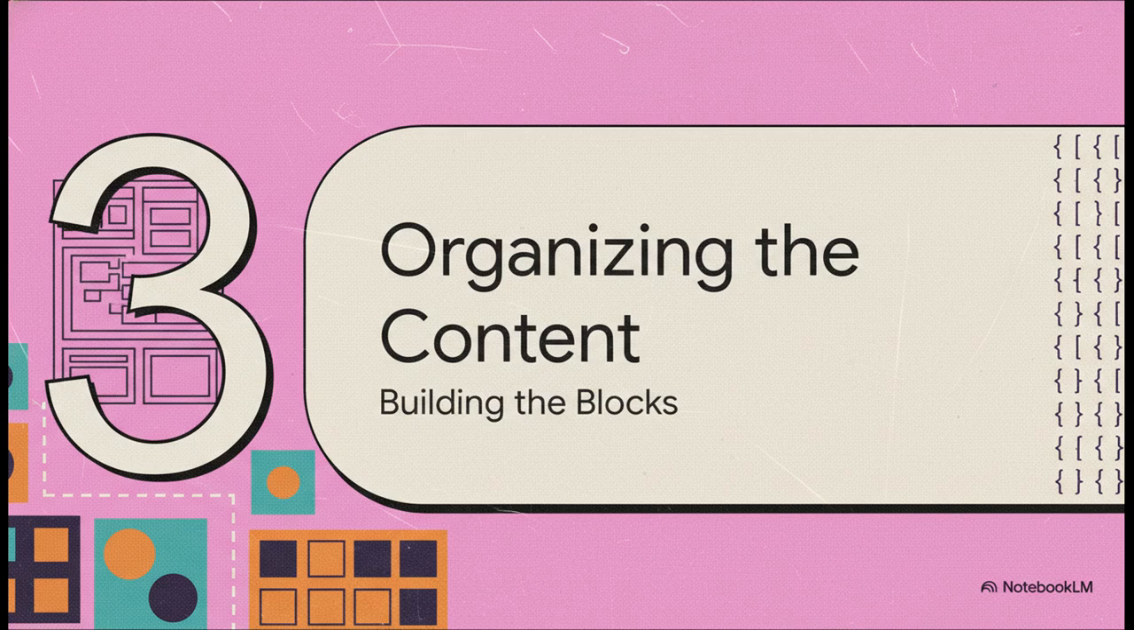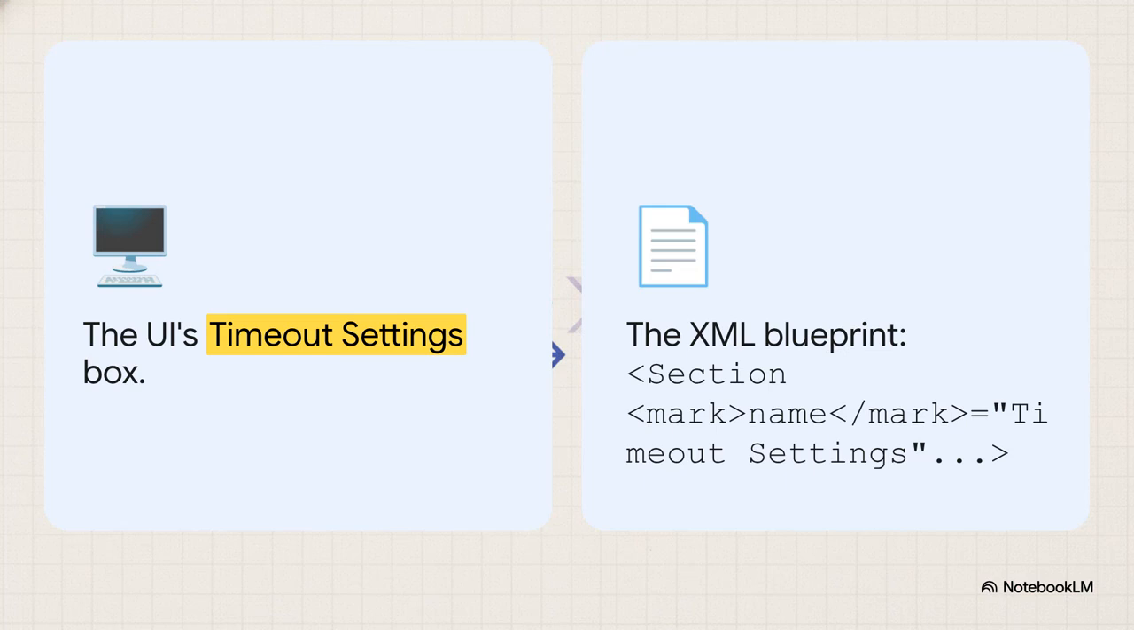Okay, so we've got our pages. Now what? How do we start organizing all the content inside of them? How do we create those nice, neat little boxes that group similar settings together? Well, you probably guessed it. It's the exact same principle, just one level down. See this timeout settings box in the UI? It was created by just one section tag in our blueprint. You give it a name, and the system automatically groups everything you put inside it into that bordered box. The blueprint is literally mapping out the visual structure for you.